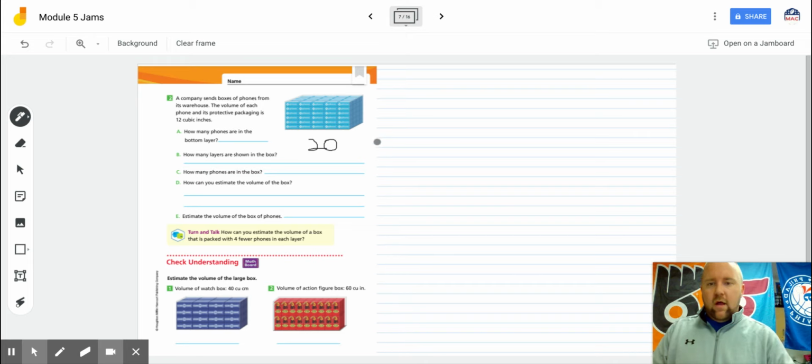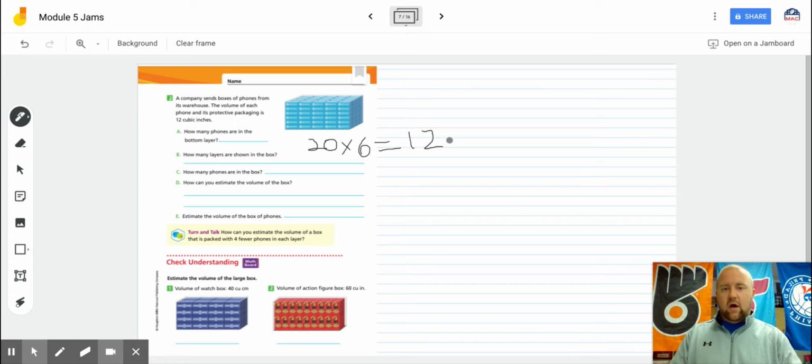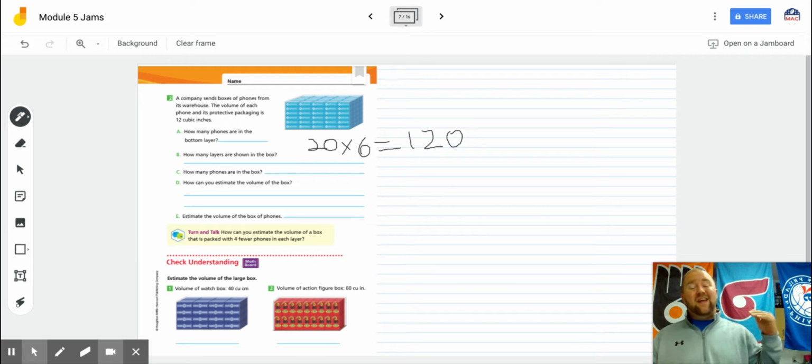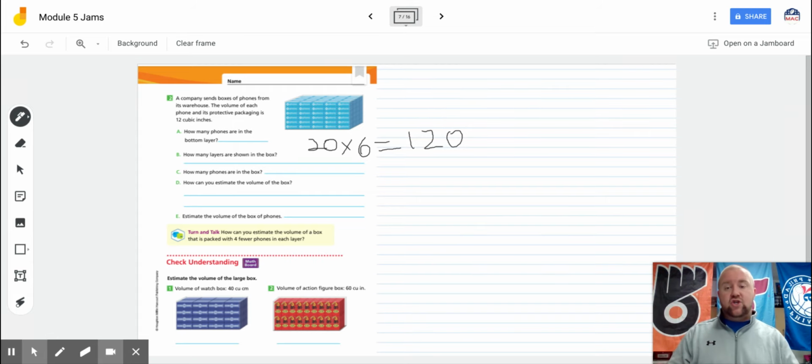Okay. Now there are 6 layers. So to find out how many phones there are, we're doing 20 times 6. That's going to give me 120. Okay. Now that means there's 120 boxes there. If I now needed to know the volume, well, the volume of one package is 12. I have 120 of them. So I'm going to take 120 and I'm going to multiply it by 12, which some of you may know a shortcut for this. I'm going to show the long way.